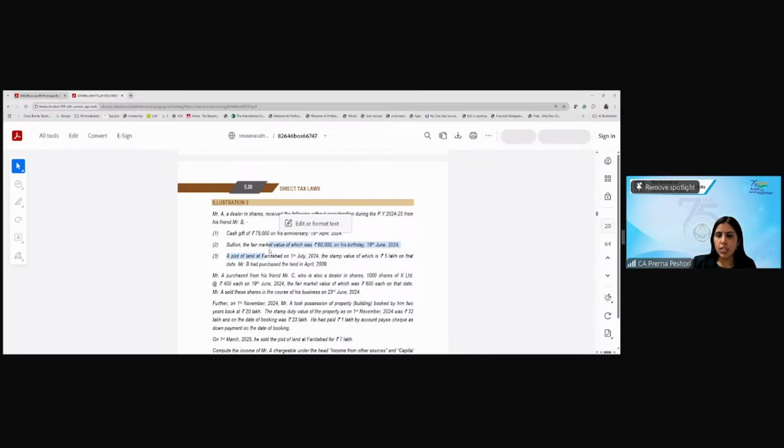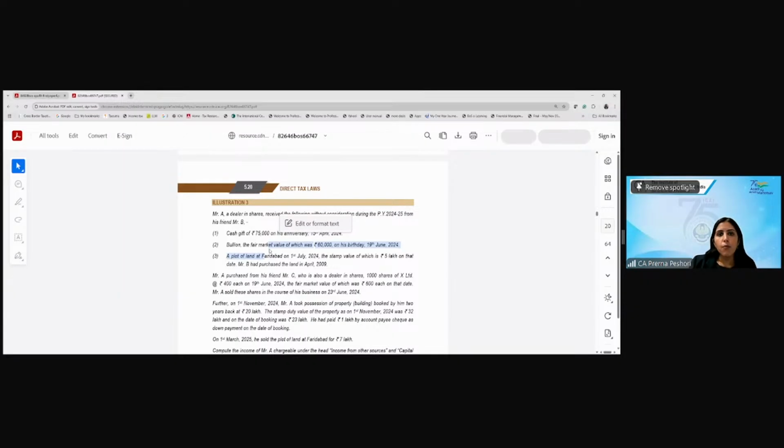So he had purchased this from his friend Mr. C, who is a dealer in shares. The shares also. But first we'll talk about the plot of land, the stamp duty value of which is 5 lakh, and Mr. B had purchased the land in April 2009. He has received this from a friend, plot of land.